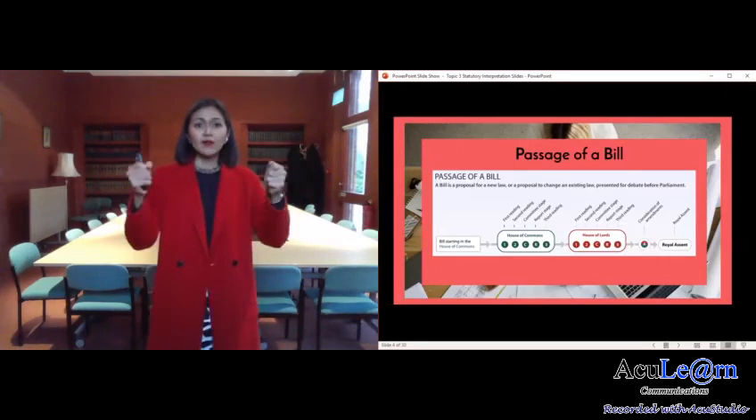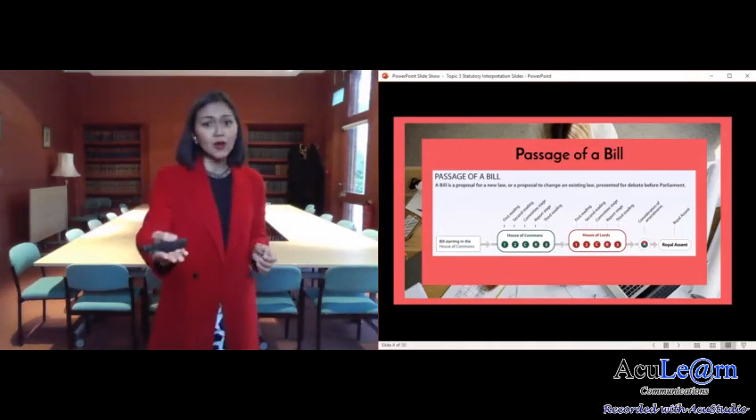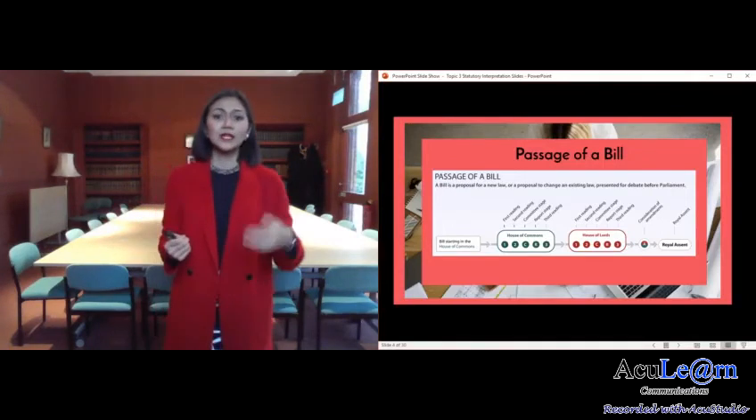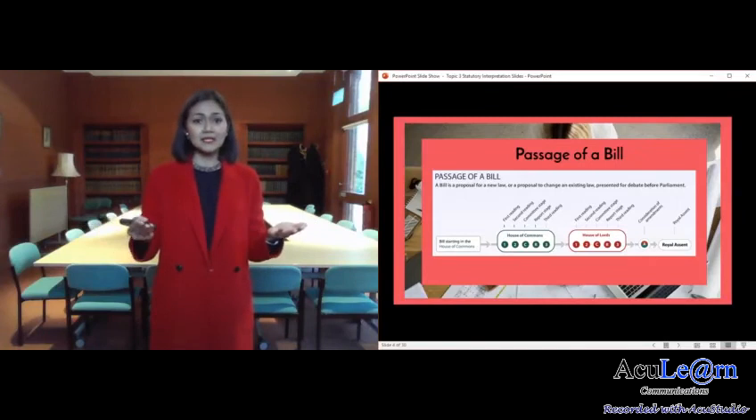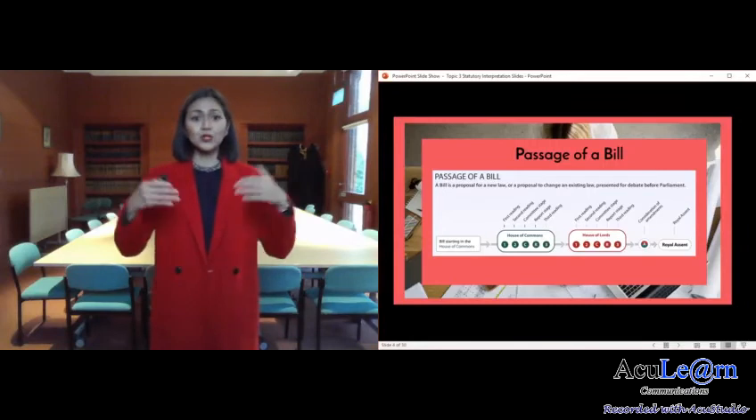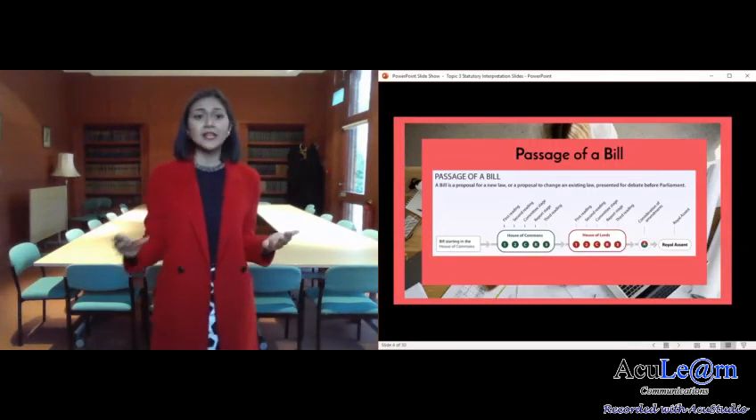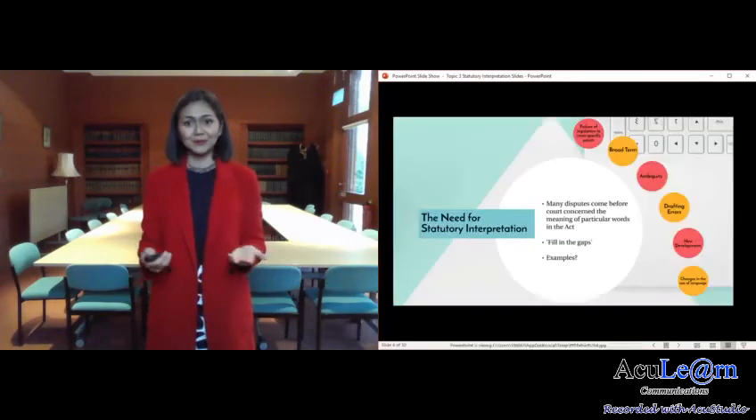The passing of a bill is one step before it becomes an act. You need to have a bill, and it needs to go through the processes where it starts at the House of Commons and subsequently the House of Lords. Once both houses agree to the passage of a bill, it will receive the royal assent. Once you have received the royal assent, that's where you can say that an act has been implemented.